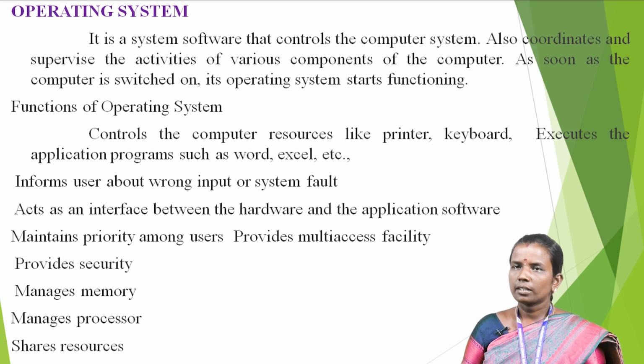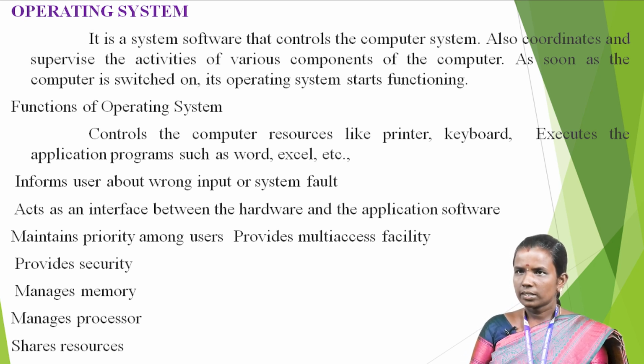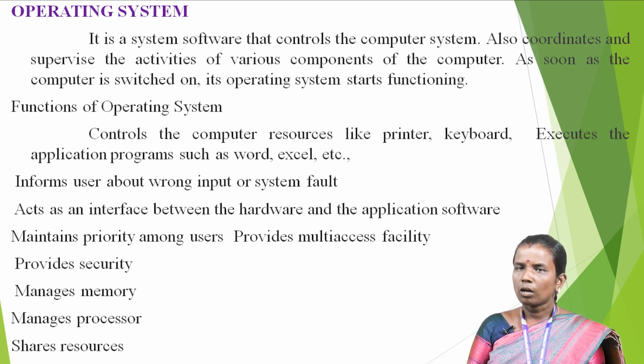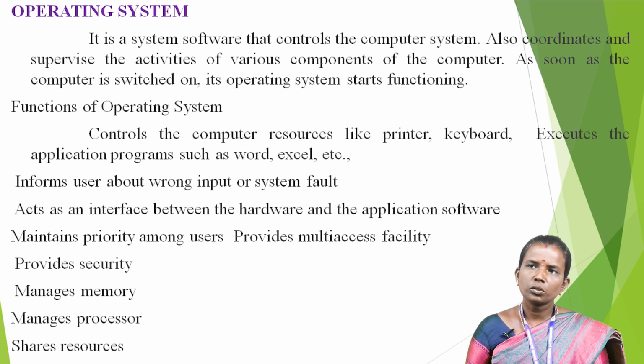Then graphical user interface operating system. It has the capability of using graphical devices such as mouse. Next one, multi-processing operating system. It allows more than one processor for simultaneous processing. Examples for this type of operating system are Unix and Windows.